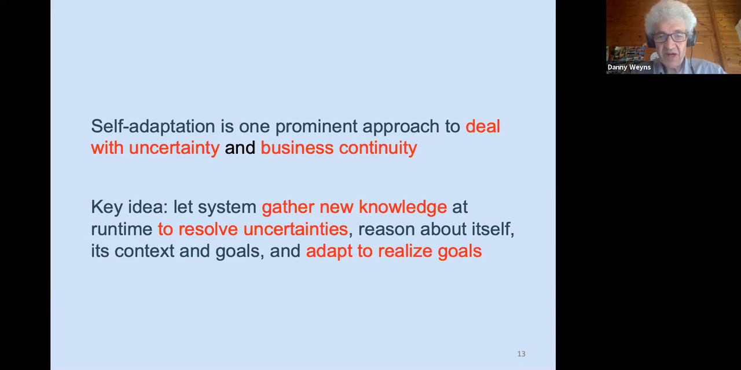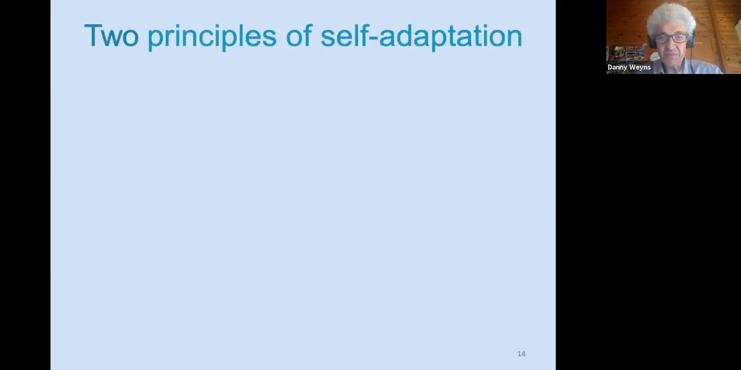And in fact, the basic idea of self-adaptation is rather simple. You miss certain information at development time, so you collect that data during runtime, and you use that data then to resolve the uncertainties that you were not able to anticipate during design or deployment time. And when you know the uncertainties, you resolve them, you can reason about them, you can look at your goals and then adapt the system such that it realizes the goals. So the idea is simple, but the realization is actually not so simple.